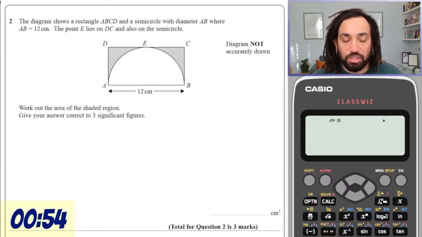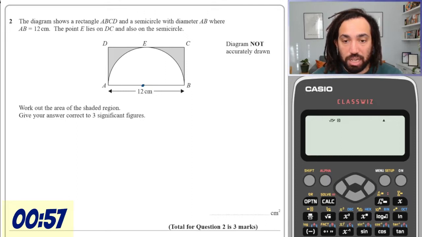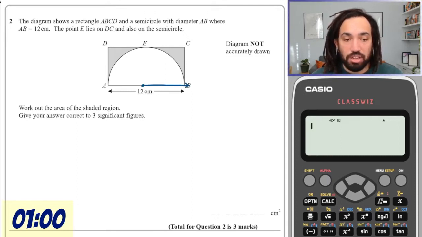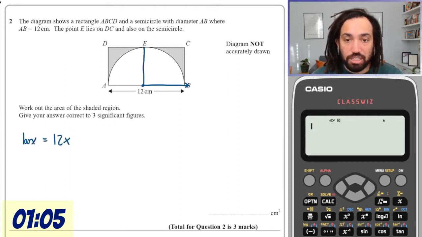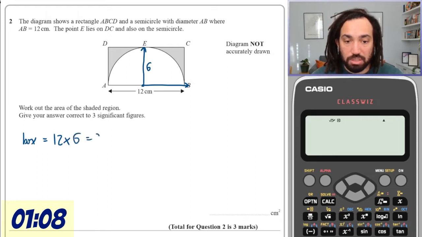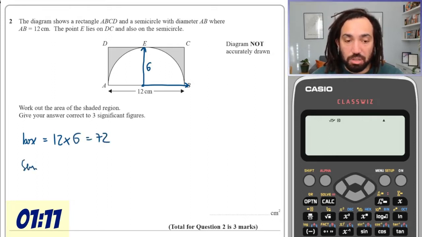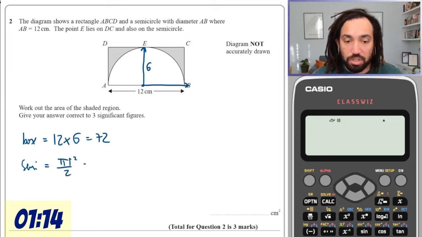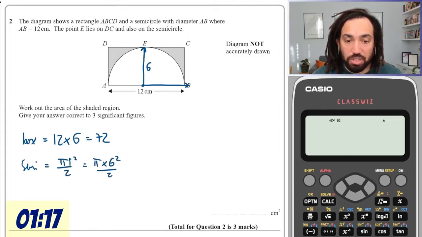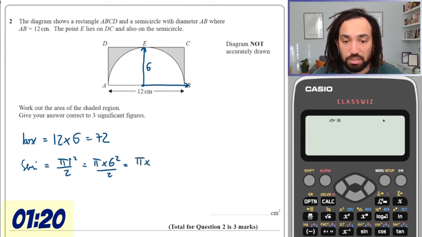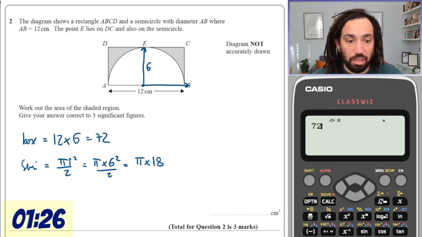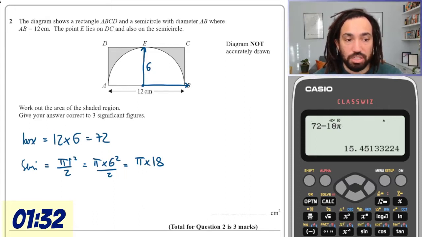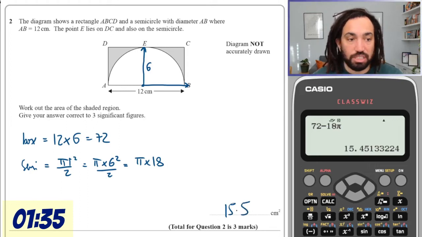Okay, work out the area of the shaded region. Okay, so halfway along is the radius. The box is equal to 12 times by, and that radius is halfway as well, so that's 6. So 12 times 6 is equal to 72. Now the semicircle is pi r squared over 2, which is pi times by 6 squared over 2, which is pi times by 36 over 2, which is 18. So the shaded area will be 72 minus 18 pi, which is 15.5 to 3 significant figures.